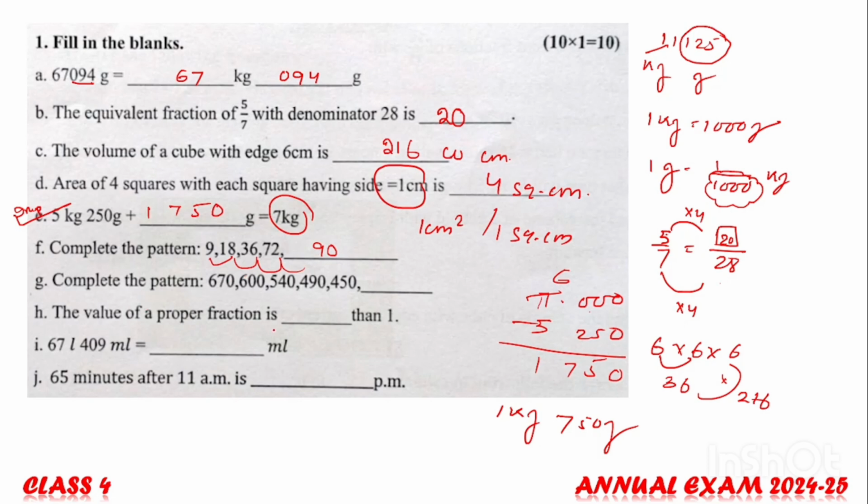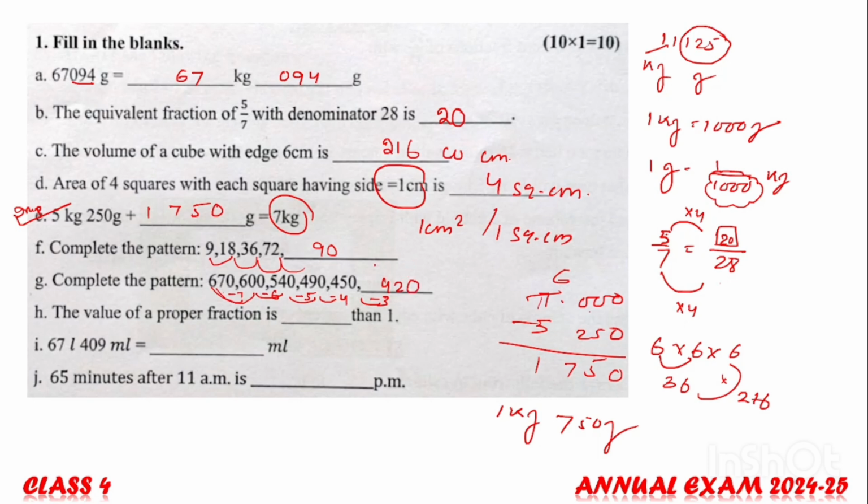Next, complete the pattern. 67 minus 7, again minus 6, now minus 5, minus 4, now minus 3. So 45 minus 3, that is 42, then 0.